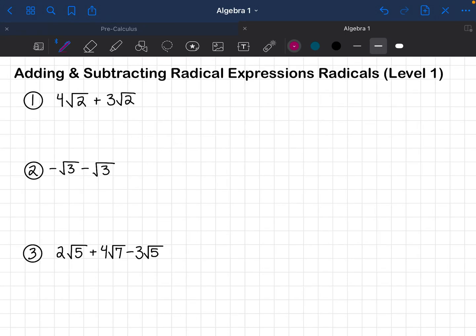Adding and subtracting radical expressions, radicals. Why did I write that twice? Adding and subtracting radical expressions. Level 1. Pretend it's not there.